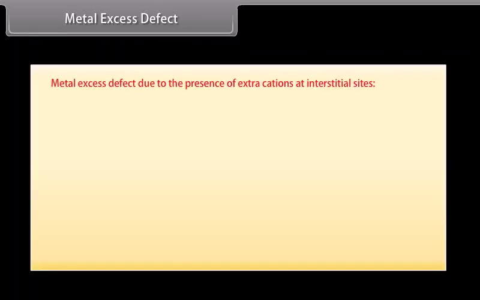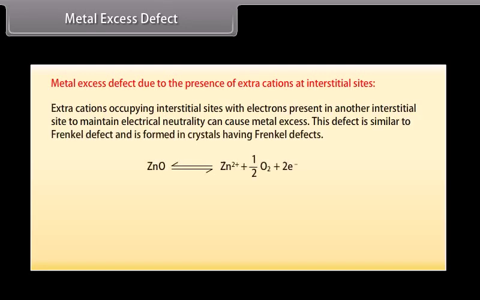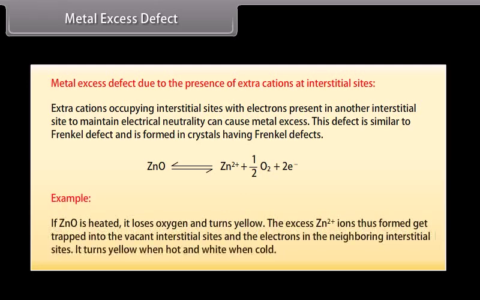Metal excess defect due to the presence of extra cations at interstitial sites. Extra cations occupying interstitial sites, with electrons present in another interstitial site to maintain electrical neutrality, can cause metal excess. This defect is similar to Frenkel defect and is formed in crystals having Frenkel defects. Example: if ZnO is heated, it loses oxygen and turns yellow. The excess Zn2+ ions thus formed get trapped into the vacant interstitial sites and the electrons in the neighboring interstitial sites. It turns yellow when hot and white when cold.